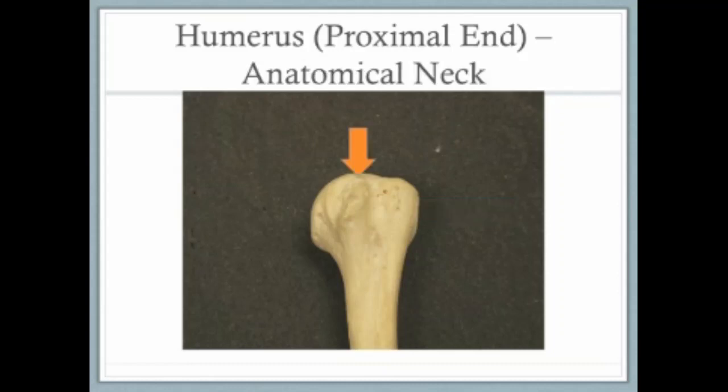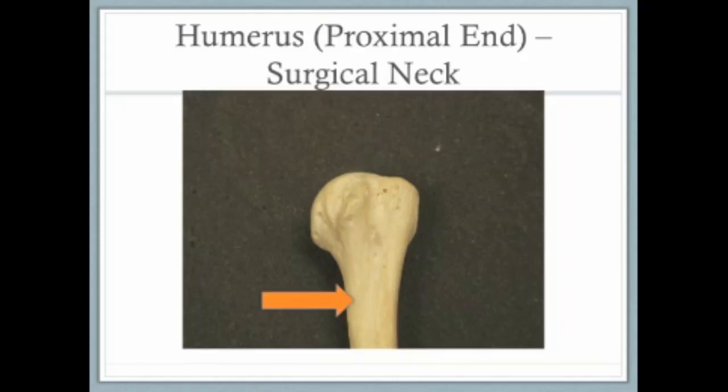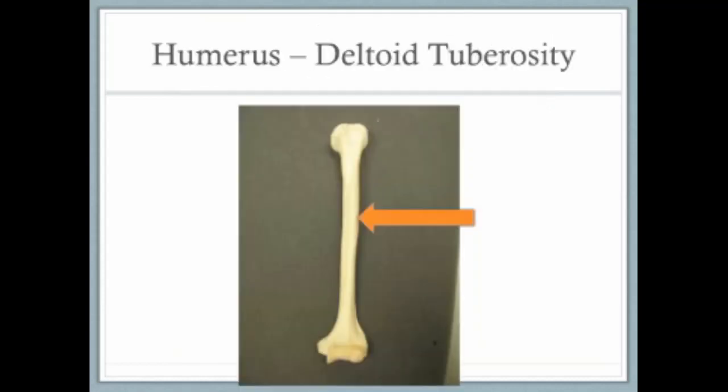Surrounding the head of the humerus is the anatomical neck. And more distal down the humerus is the surgical neck, the area where most surgeries happen. Down the lateral portion of the humerus, you'll find the deltoid tuberosity, the insertion site of the deltoid muscle.